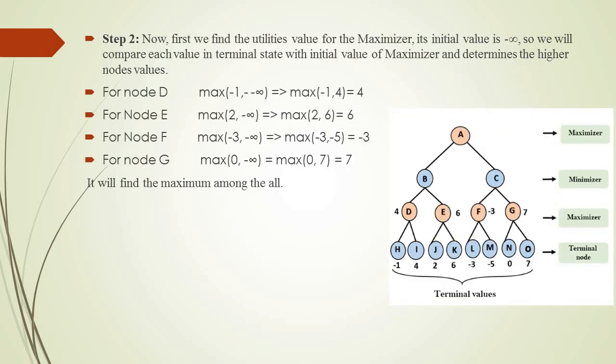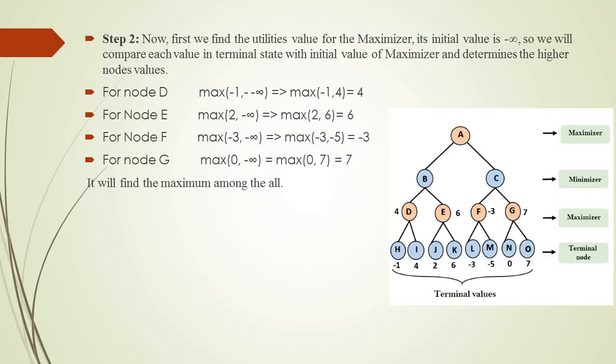So in step 2, we find the utility values for the maximizer. Its initial value is minus infinity. So for the node D, we have to compare the values of H and I node values to find the maximum value. So maximum of minus 1, 4 is 4. So the D value is 4.